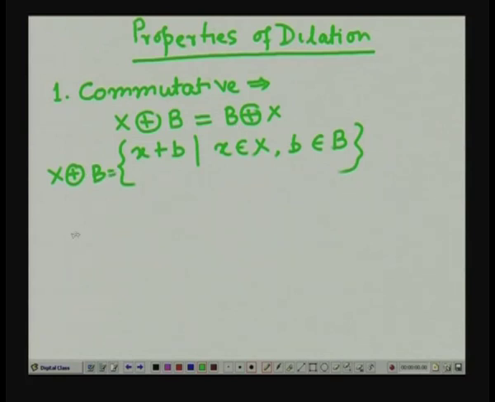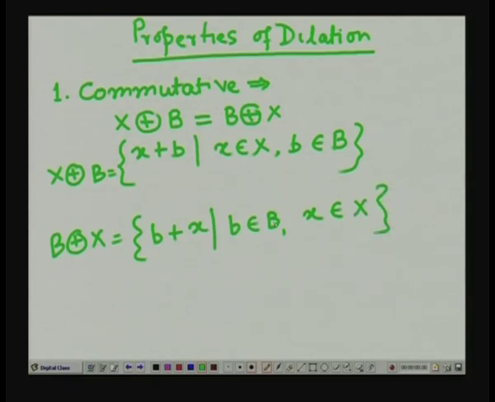Now, if I take the other one, that is B dilated with X, this is nothing but the vector b plus vector x, again for b belonging to the structuring element capital B and x belonging to the given image capital X. Obviously, this resultant vector x plus b is the same as the resultant vector b plus x. So, that clearly shows that the dilation operation is commutative, that is, X dilated with B is the same as B dilated with X.